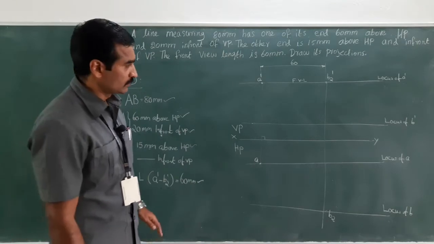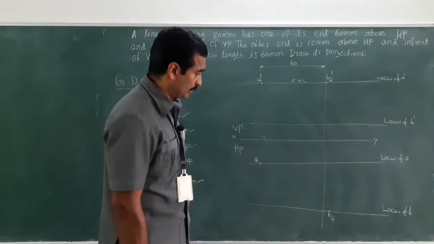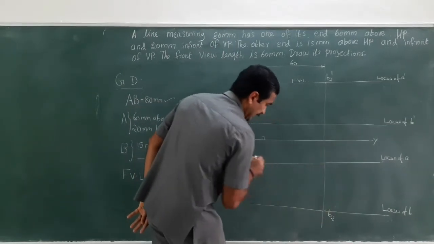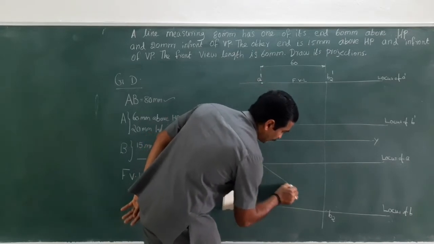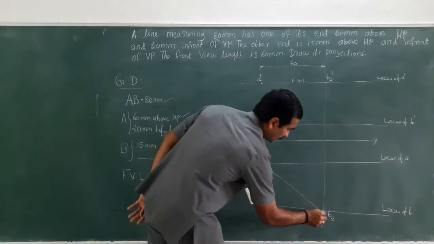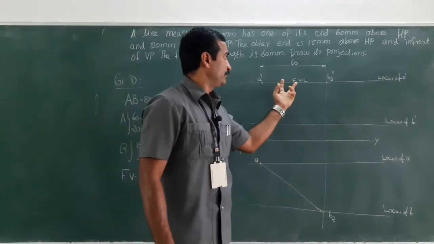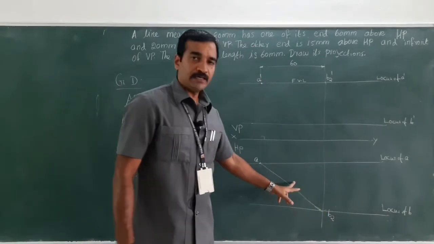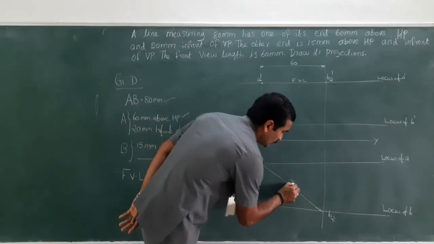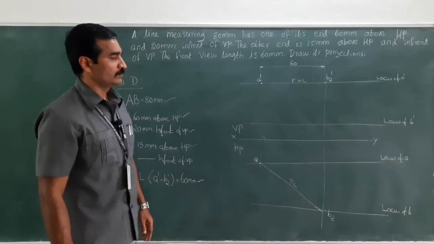Got it? All four loci have been formed. Now connect the points A and B2 with a line. Right? Point A and B2. Its projection, that is the front view's projection, I got the true length, that is the top view.